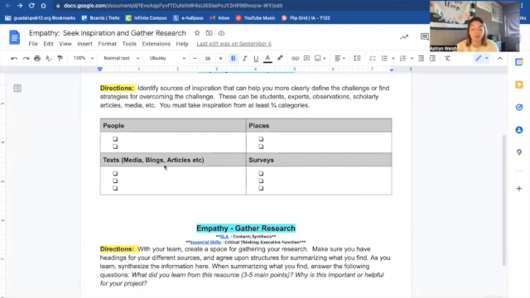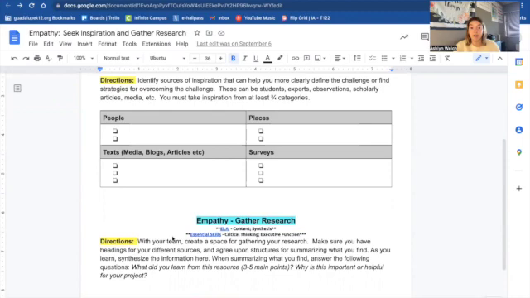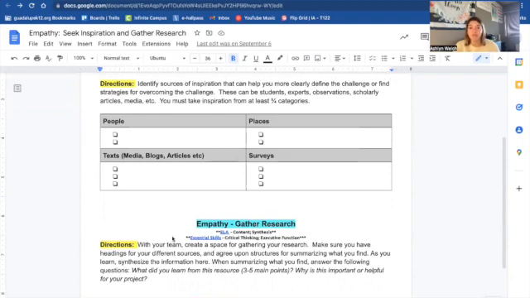So people, okay? Do you need to talk to staff? Do you need to talk to peers? Do you need to talk to community members? Do you need to talk to your client? Right? Texts, right? Websites, news sources, articles, books. Okay? Where can you find information about your problem statement?